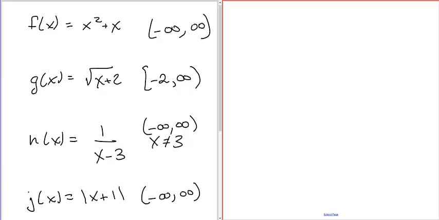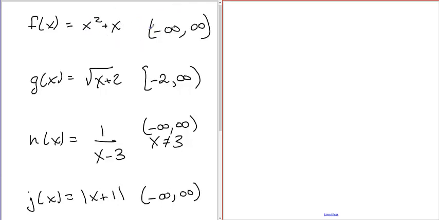Okay, I wanted to go through some more of looking at the domain of composite functions. So what I've got is a polynomial, a square root function, a reciprocal function, and an absolute value function. What we're going to do is look at the domain of the individual functions and then the different composite functions that you can come up with.